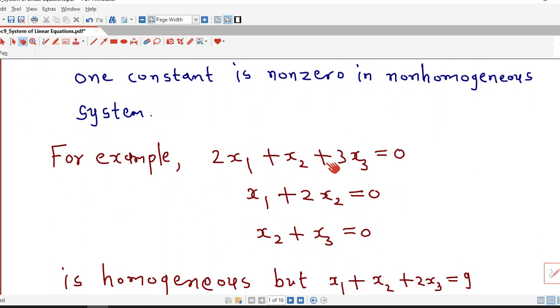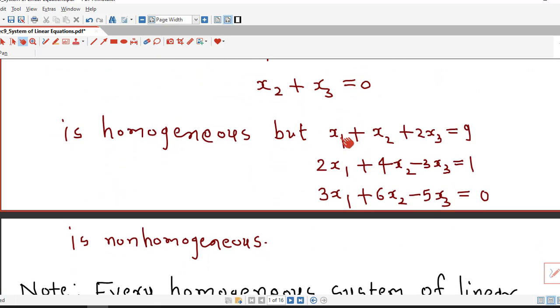So this is an example of a homogeneous linear system of three equations in three variables x1, x2, x3. Here all the constant terms are 0, therefore this system is homogeneous. This one is not homogeneous because we have two non-zero constant terms in the first two equations. So there are non-zero constant terms in the system, so this system is non-homogeneous.